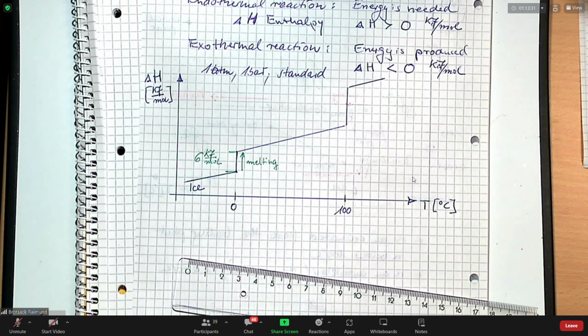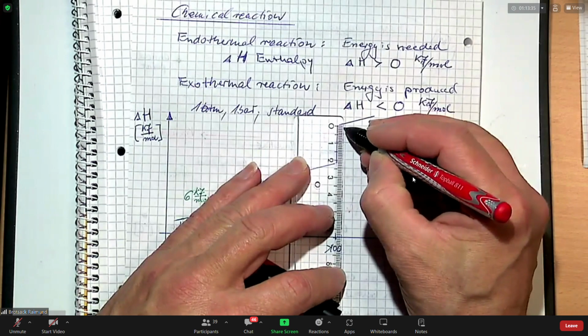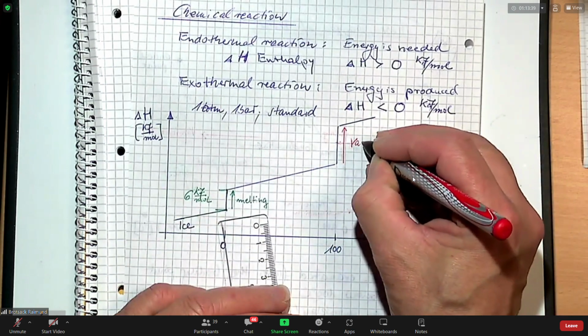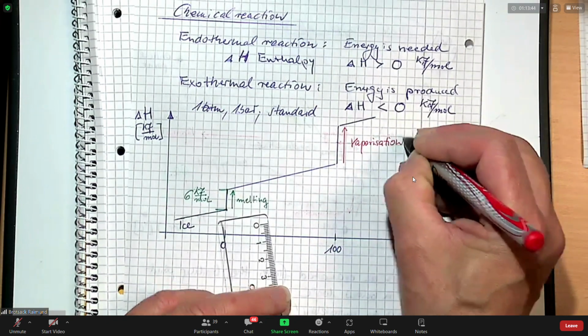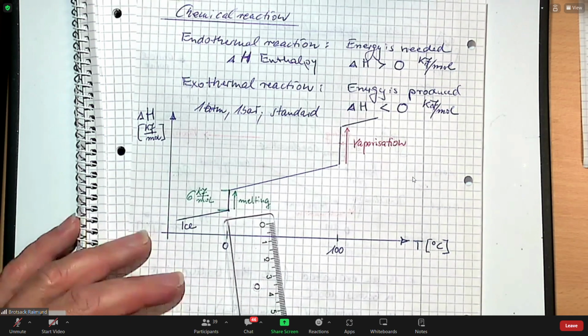The process here is called vaporization. Anyone knowing the value for vaporizing 1 mole of water? The enthalpy needed for that is 40.7 kilojoule over mole.